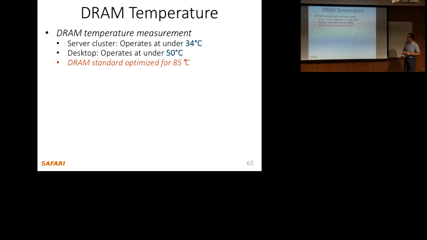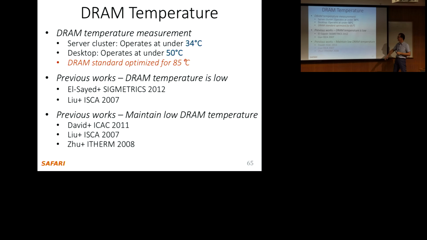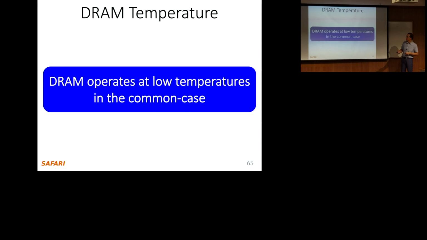Then let's see what happens. So we've actually done DRAM temperature measurements. We've seen the DRAM standard is optimized for 85 degrees Celsius. We've seen temperatures that are relatively low like this, and we don't see errors, actually, even if we make our systems really loaded. These are a different issue, of course. The temperatures are maybe much higher over here. And also, there are other previous works that have shown that DRAM temperature is low, and people want to keep it low for other reasons, like refresh, for example.